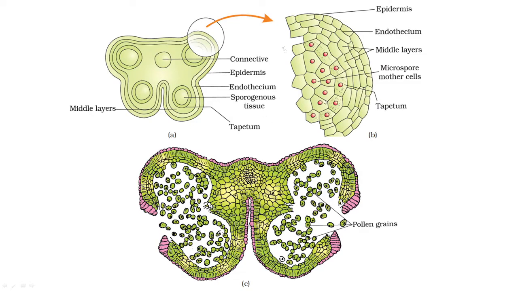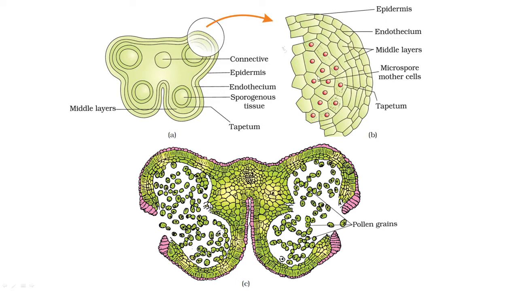In the microsporangium, there is the sporogenous tissue. All these cells of the sporogenous tissue are microspore mother cells, which means they have the potential to become microspores or future pollen grains.